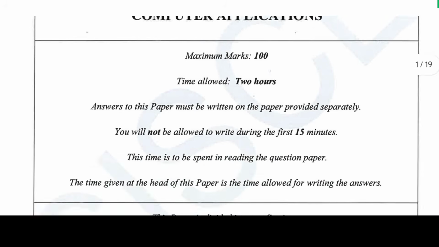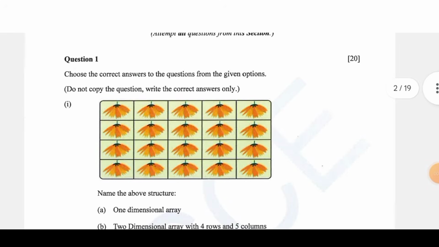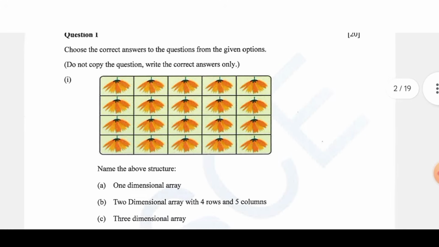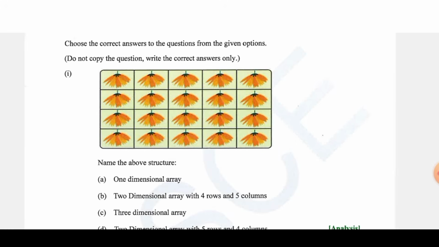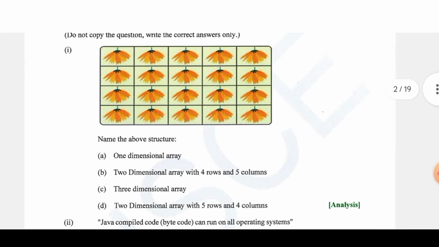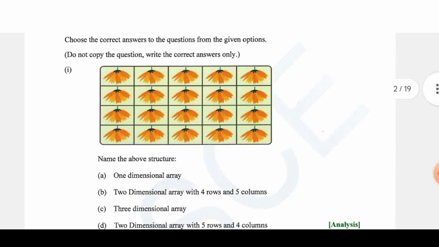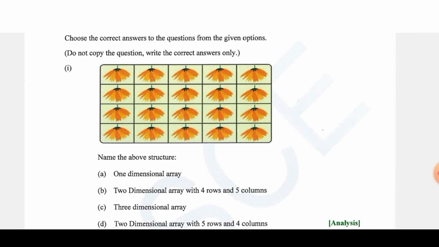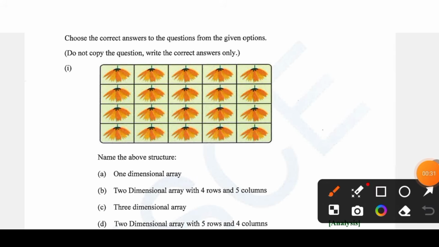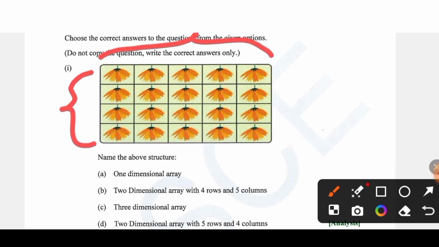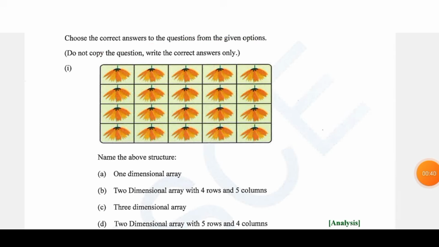So let's begin. The very first question of Section A, where we have 20 MCQs, is a picture, and we have to choose the correct option. Name the above structures. First is a one dimensional array, second is a two dimensional array with 4 rows and 5 columns, third is a three dimensional array, and the fourth option is a two dimensional array with 5 rows and 4 columns. If you look at the picture, how many rows and columns do we have? We have 4 rows and 5 columns. So accordingly, option B is correct here.